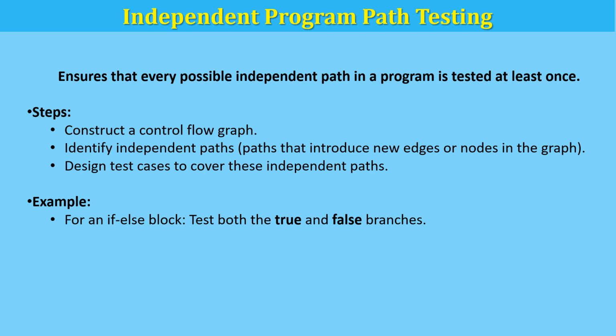is identifying independent paths, which are paths that cover new conditions or transitions that have not been previously tested. For example, an if-else statement will have two independent paths, one for when the condition is true and one for when it is false. This type of testing is vital for verifying complex algorithms where different paths can produce different results.